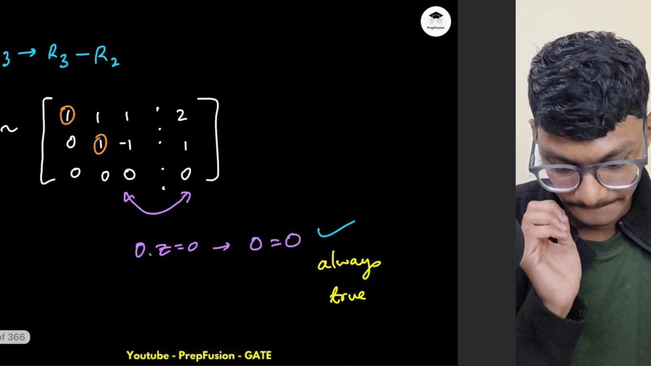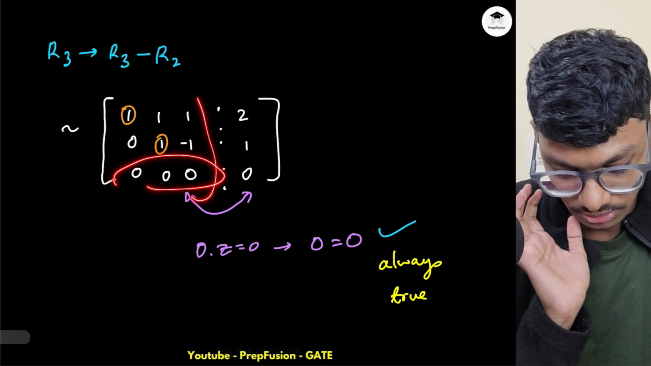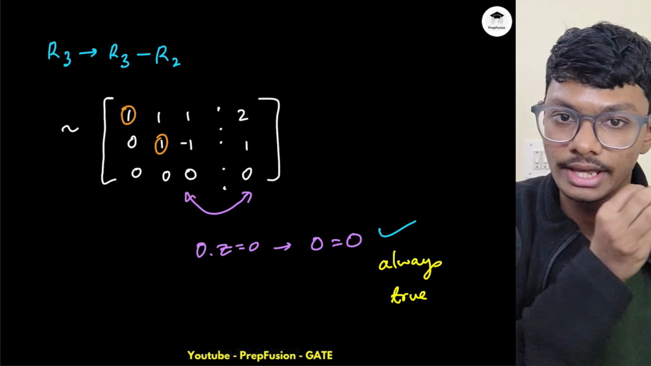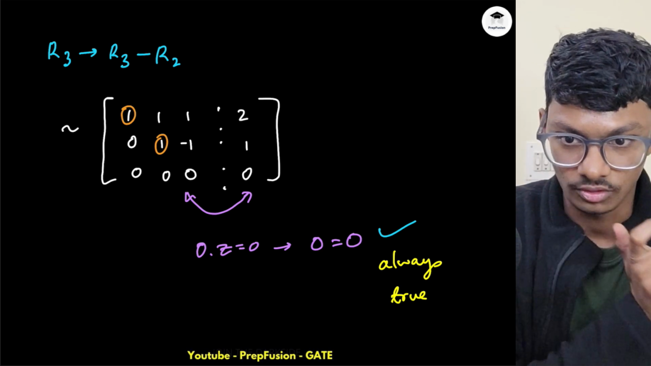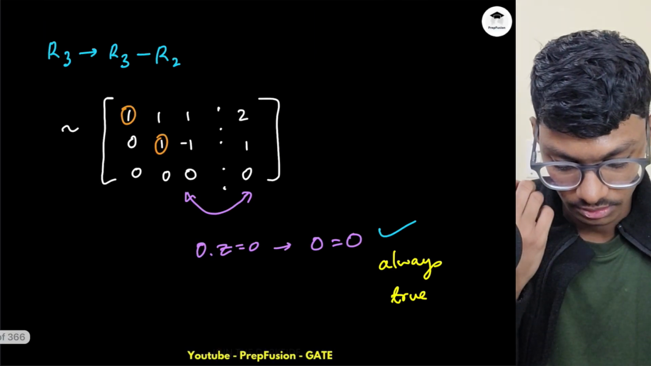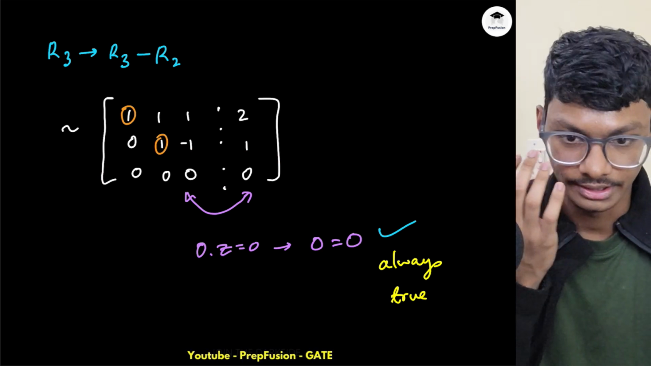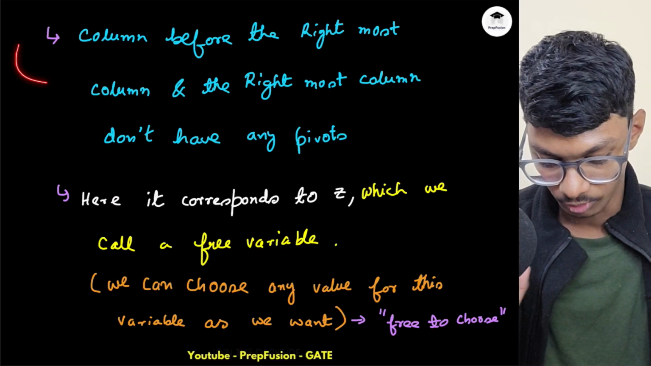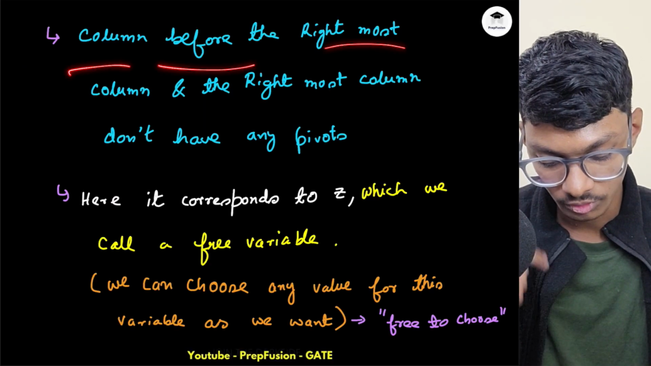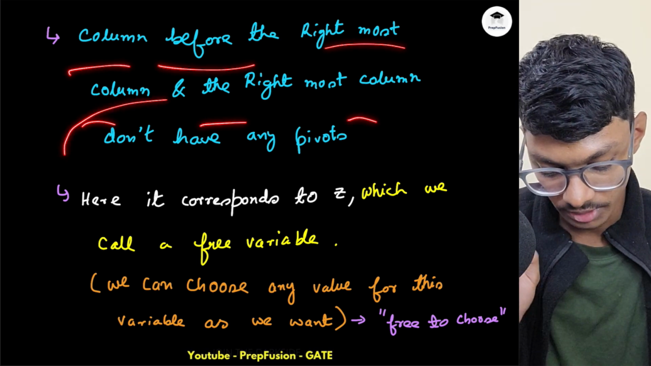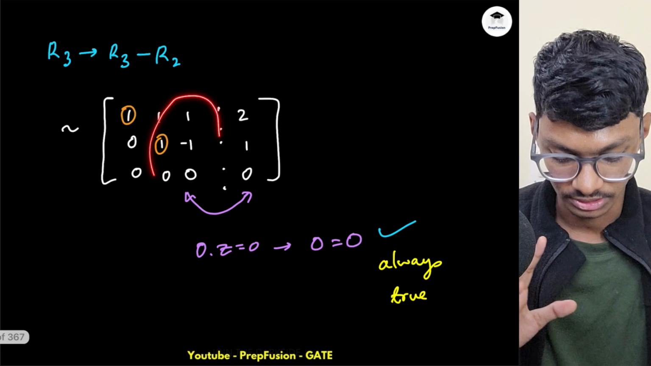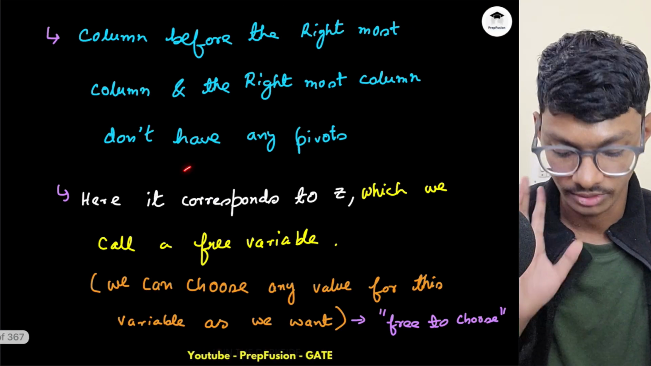So now this third column is also known as a free variable. Here we can choose this variable any value and we'll be able to solve this. That's why this is also called the nullity. So I will write this statement and then come back. I have written the points here: the column before the rightmost column and the rightmost column don't have any pivots. As we are observing here, the third column and the fourth column don't have any pivots.